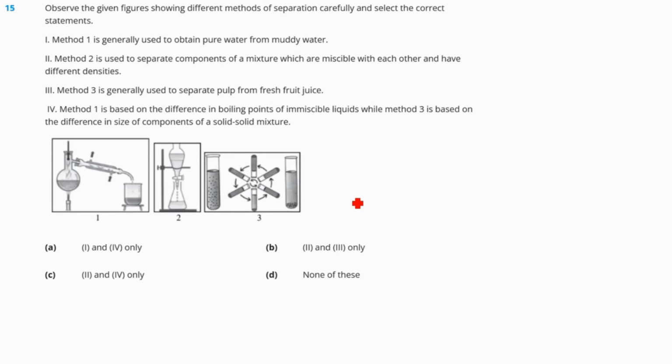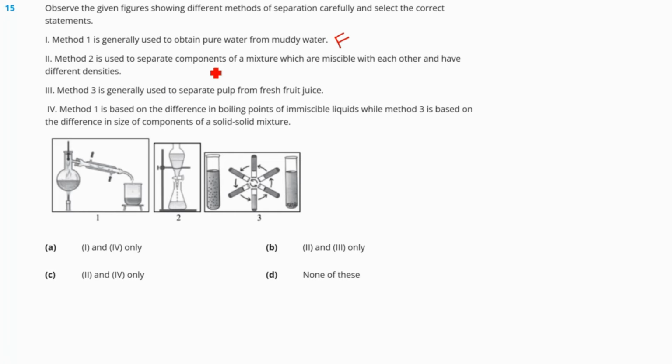Question 15. Observe the given figure showing different methods of separation carefully and select the correct statement. Method 1 is generally used to obtain pure water from muddy water. We have to find the correct one. So, method 1, pure water and muddy water can be separated by filtration. And this is a process of distillation. So, the first statement is false.